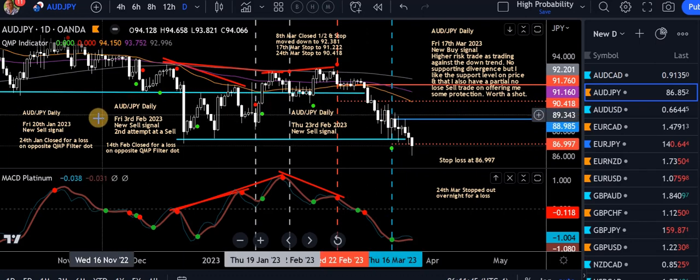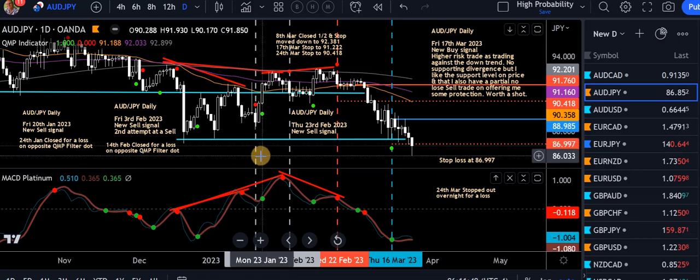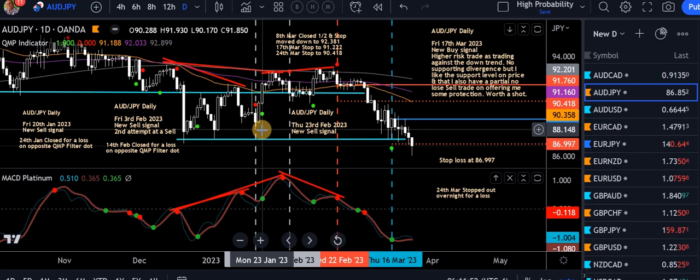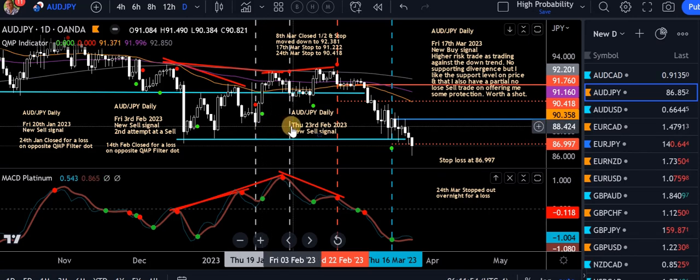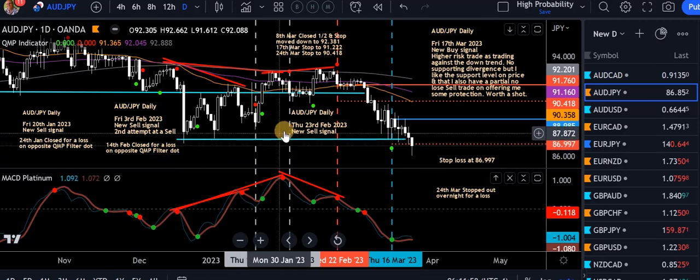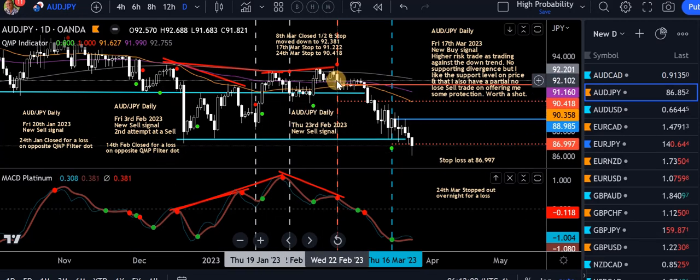Now, I've had a few goes at this sell. So 20th of Jan, I took a sell, closed on an opposite QMP filter dot here. Then on the 3rd of Feb, took another sell and closed on an opposite QMP filter dot again. So this is my third attempt at a sell, and it's helping offset some of the losses.